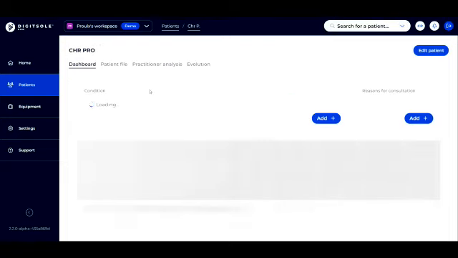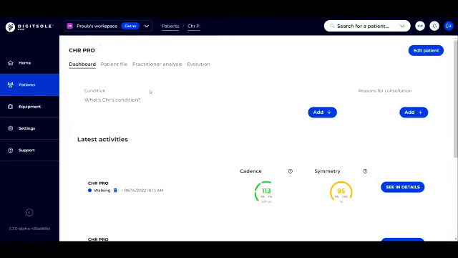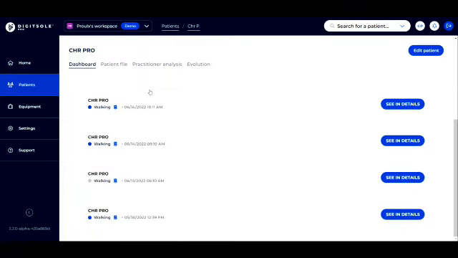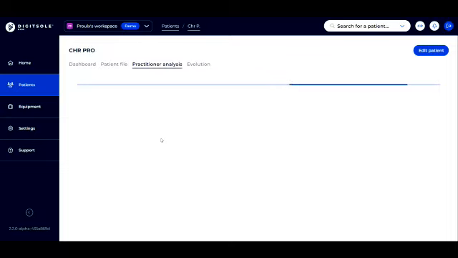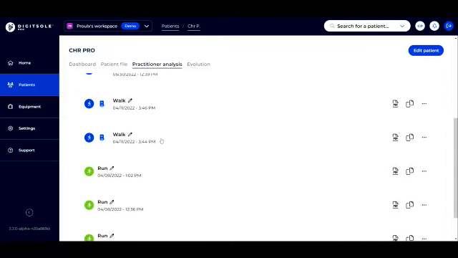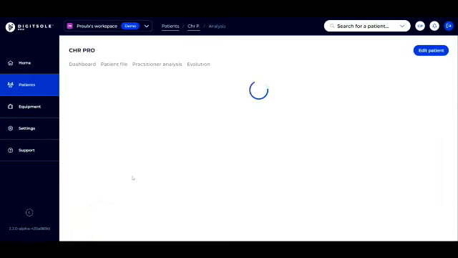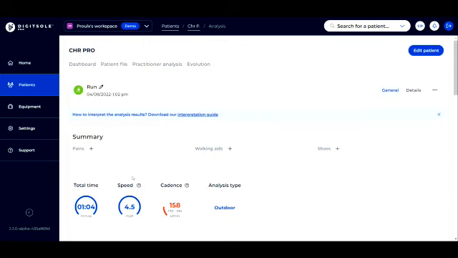Now, when it pulls up the patient dashboard, it shows you the 5 most recent, so it's not on there. So I have to click on Practitioner Analysis, and it's going to pull up, and we can pull up the analysis that we would like to review.